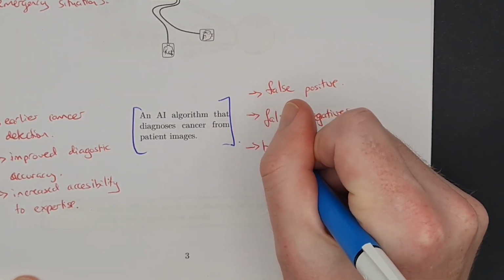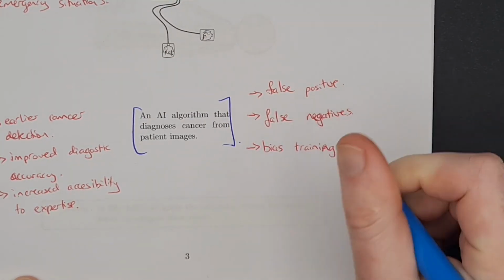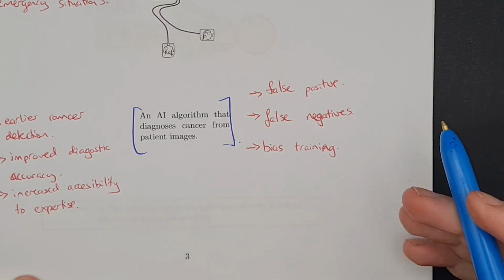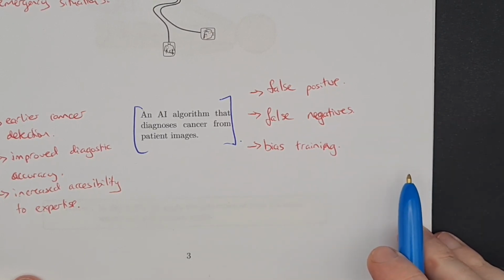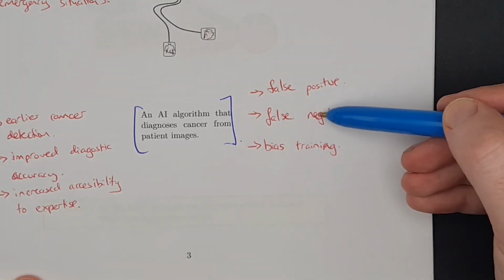And of course, you can have things like bias in training, where the algorithm is trained on a certain data set and performs really well on that data set, but when you roll it out for wider use, it turns out its performance is not as good, both in terms of false positives and false negatives.